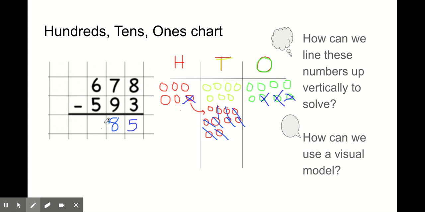Finally, I need to take 5 hundreds away. 1, 2, 3, 4, 5. Ooh, do I have any hundreds left? I don't. So second graders, you can see that there are lots of ways to solve subtraction problems where you need to regroup. Whatever strategy you use, make sure that you show us your work so that we can see how your brain is thinking.